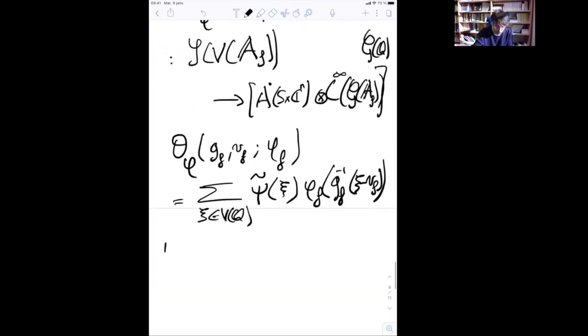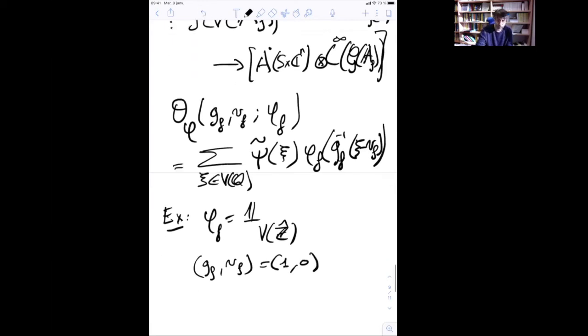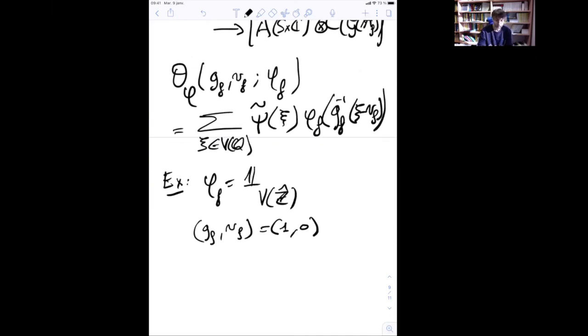Let's consider, for example, again, the case where phi_f, let's say, is the characteristic function of the standard lattice \hat{Z}^n, concentrated at the identity point. So let's consider also (g_F, v_F) to be the simple point, the identity and 0. Then what is the expression we get?